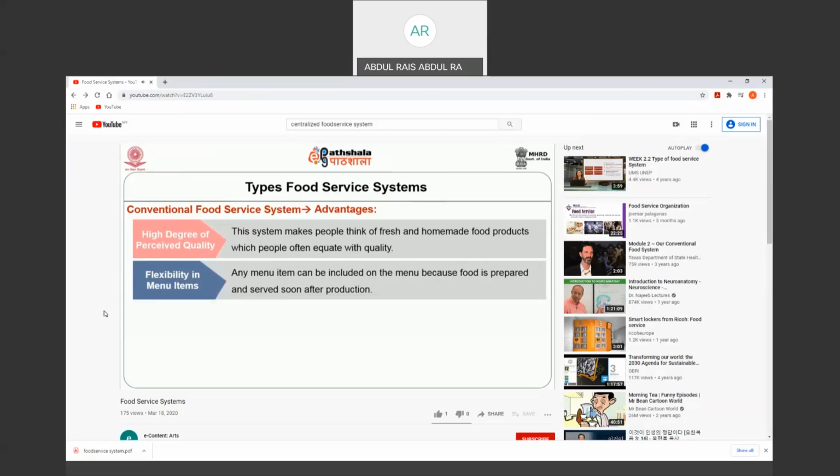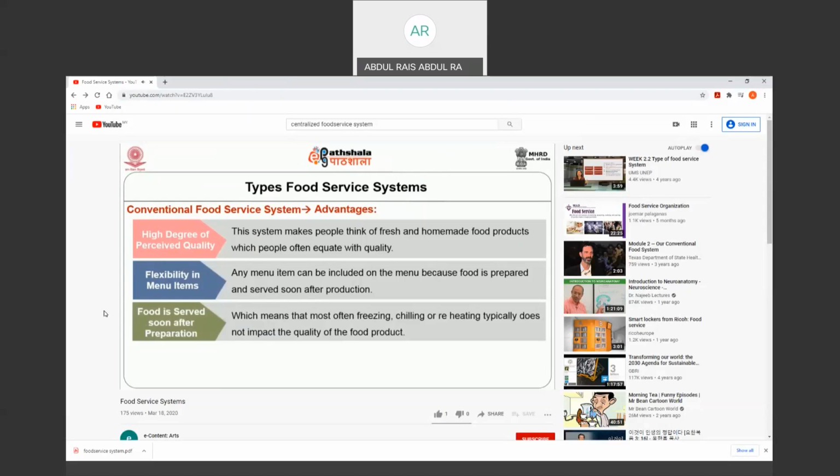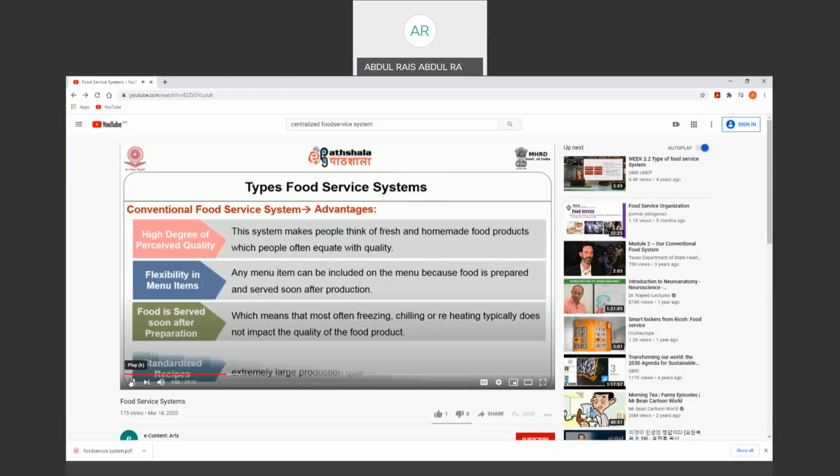Food is produced on site and is served soon after production. Food can be served hot after preparation, which means that often freezing, chilling, or reheating typically does not impact the quality of the food product. Meaning makanan yang serve immediately. Kalau dia sejuk lah, kalau dia panas lah, once dia dah masak, dia terus sampai ke customer. Meaning holding time, kalau ada pun sangat sikit ataupun tak ada langsung holding time.